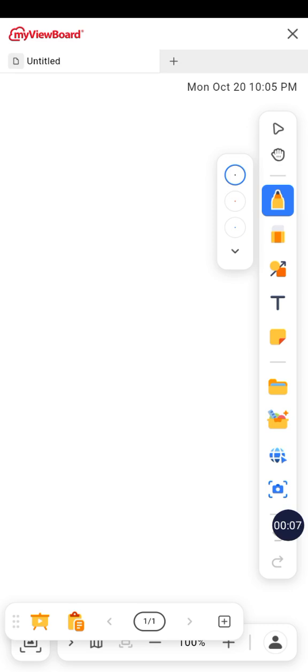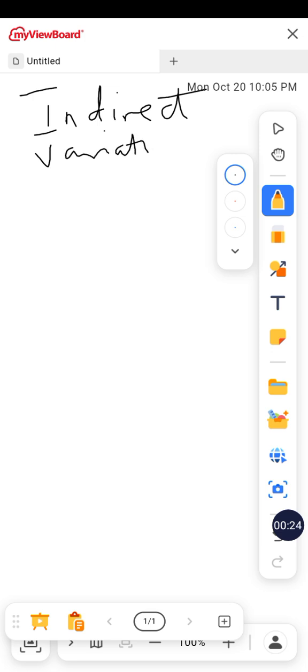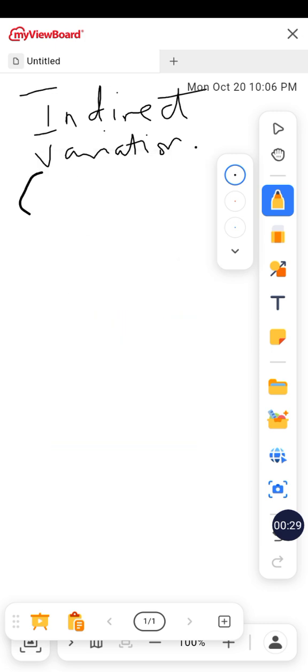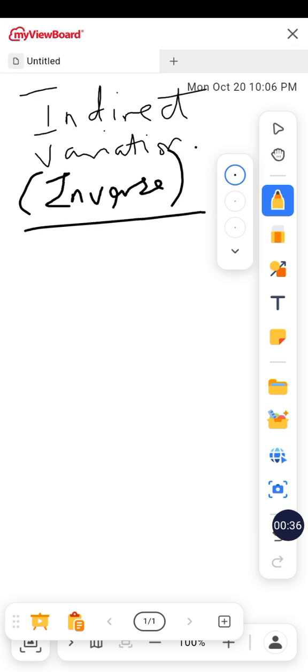You will recall that in the previous class we dealt with direct variation. So this evening we are going to be talking about indirect variation. Another name for indirect variation is inverse variation. In mathematics, when you have a number a, the inverse of a is 1 over a.